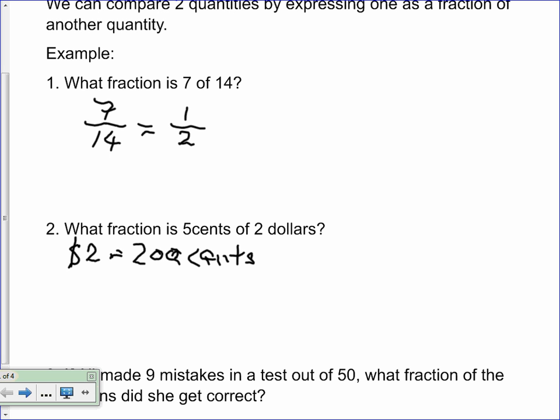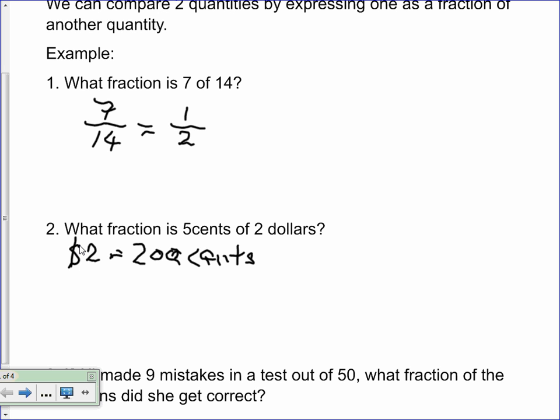Once the units are the same, change to the same units. Once we've changed it, then we can put something over something else.